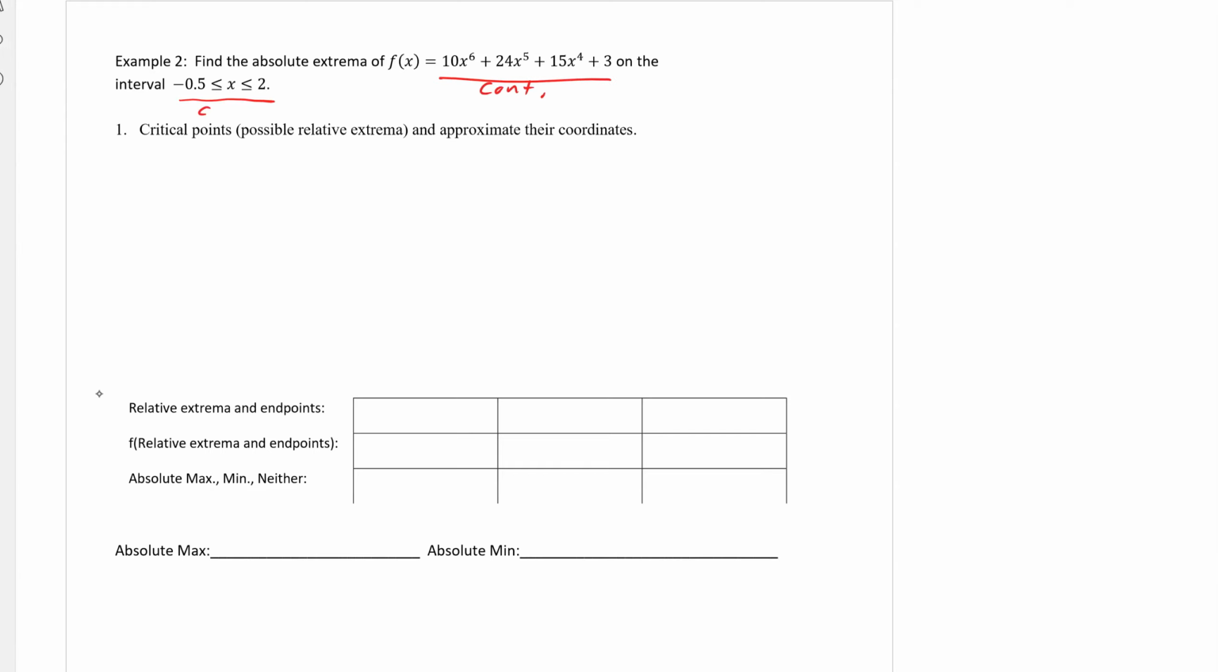So if we know that it's continuous and we know that it's closed, we can use the extreme value theorem and find a max and a min. We know 100% there is one. So here's how you do that. The first thing you're going to do is find your critical points.